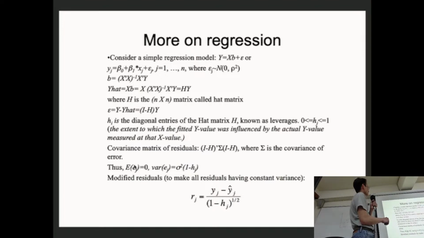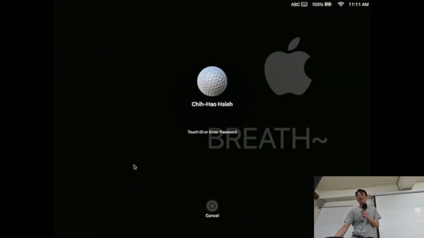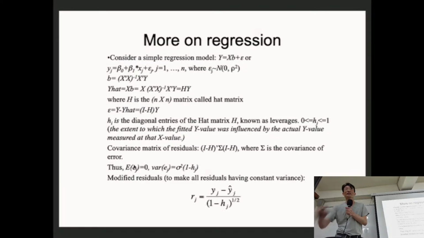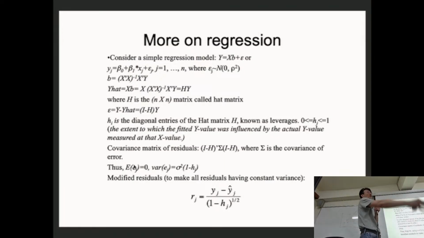And what is the epsilon? Of course, y minus y hat is by definition your epsilon, right? So given the hat matrix, you are able to get epsilon. Okay. So what is epsilon? Epsilon in linear algebra form is (I minus H) y, where I is the identity matrix. 整排都是 E, the diagonal is 1. So the difference between y and y hat is by definition your epsilon, and I write it in matrix form.